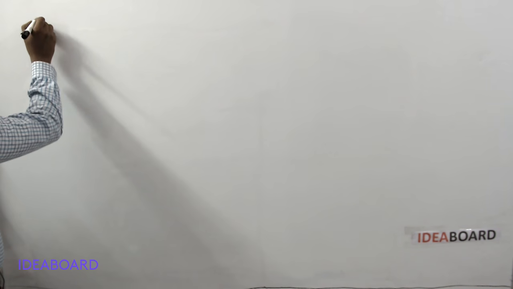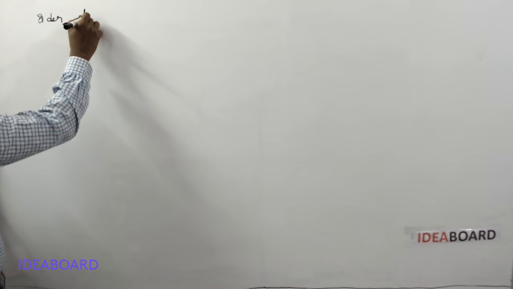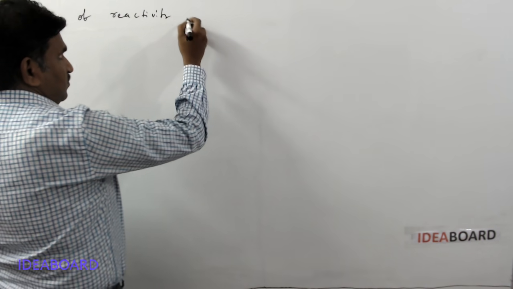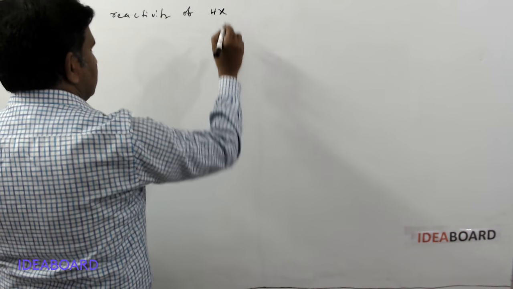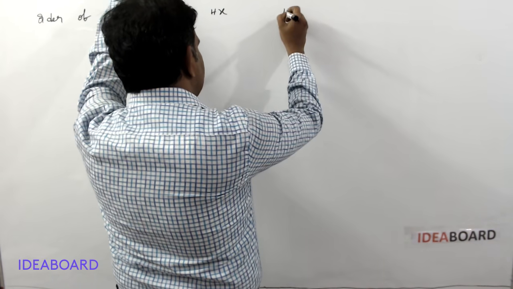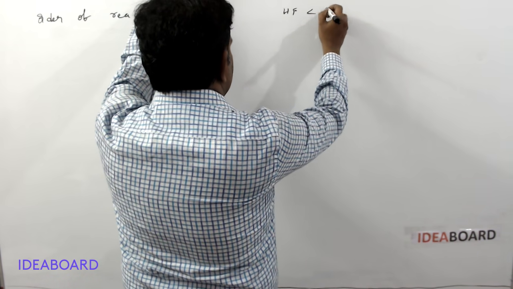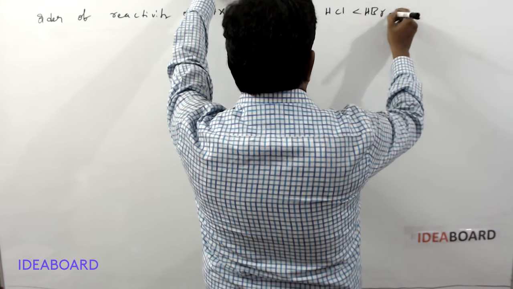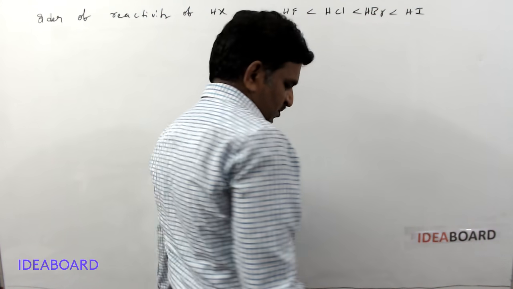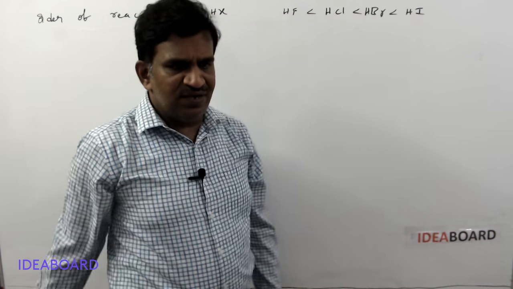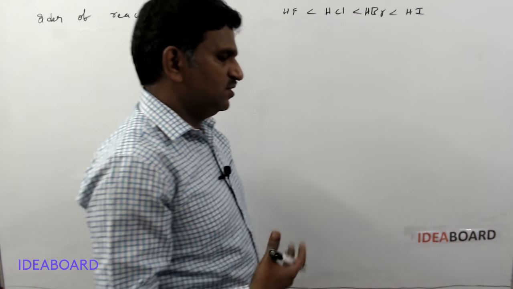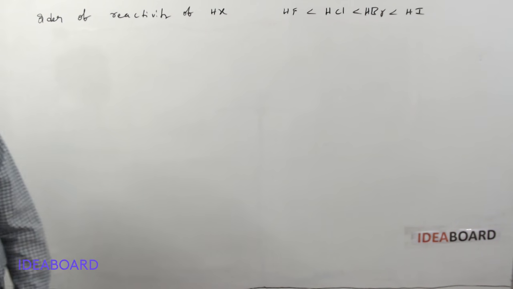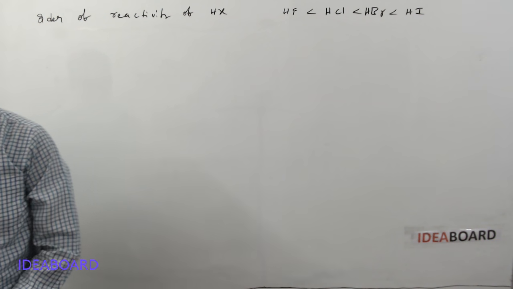Order of reactivity of HX. If different hydrogen halides are present, HF is less reactive than HCl, HCl is less reactive than HBr, HBr is less reactive than HI. Whichever forms the best nucleophile, or easily forms a nucleophile, is more reactive. HI forms I minus more easily than HF, HCl and HBr.